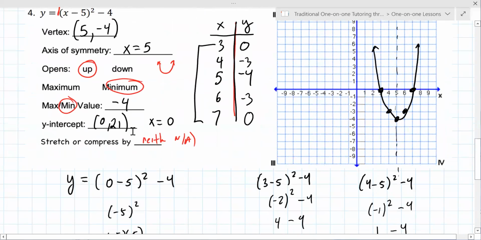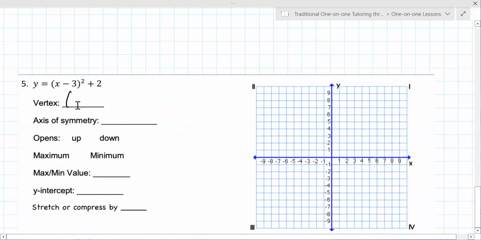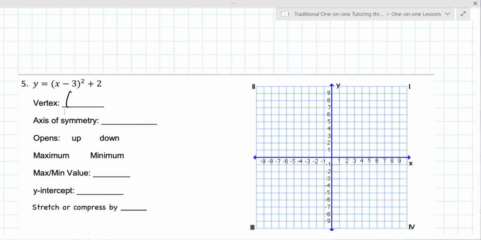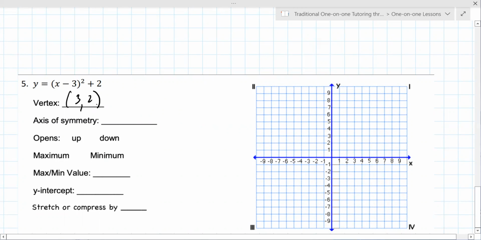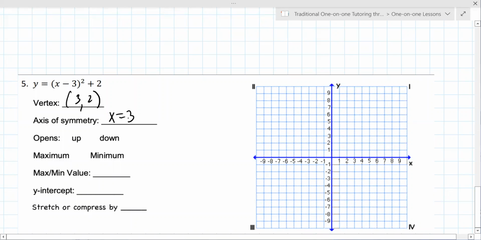Let's go back and look at the previous one. It was x minus 5 squared, and your vertex was positive 5. So it's always the opposite sign in here. For this one, what would it be? 3 and 2. Good. Now give me the axis of symmetry. It's x equals 3. Good.